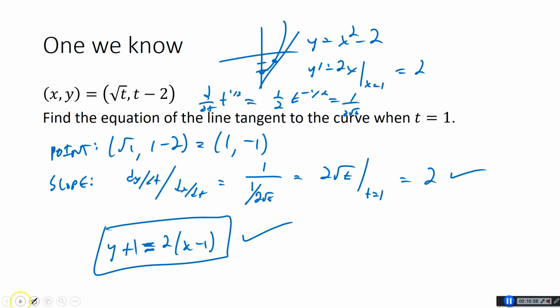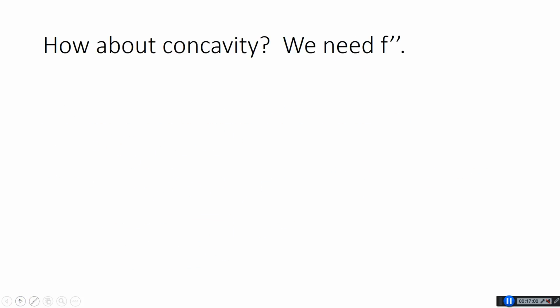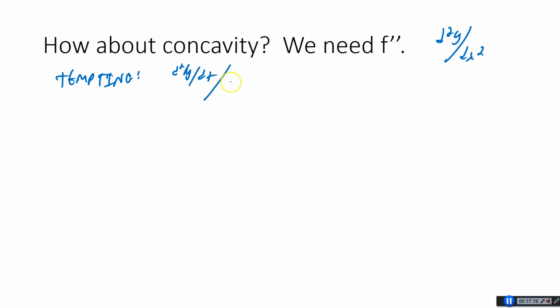All right, moving right along. How about concavity? For concavity, remember we need the second derivative, that's d squared y over dx squared. Now, one thing that's tempting to do, but don't do it, is to take the second derivative of y with respect to t and divide by the second derivative of x with respect to t. That is not right. You can't just do the second derivative at the top and the second derivative at the bottom, and I'll show you why.